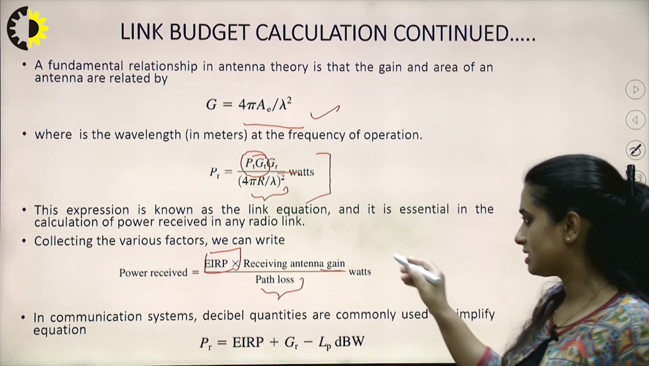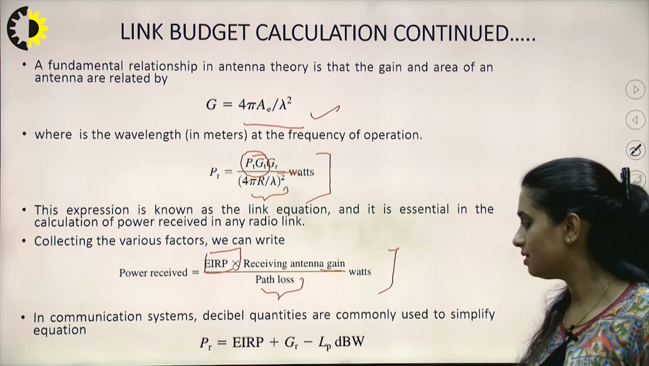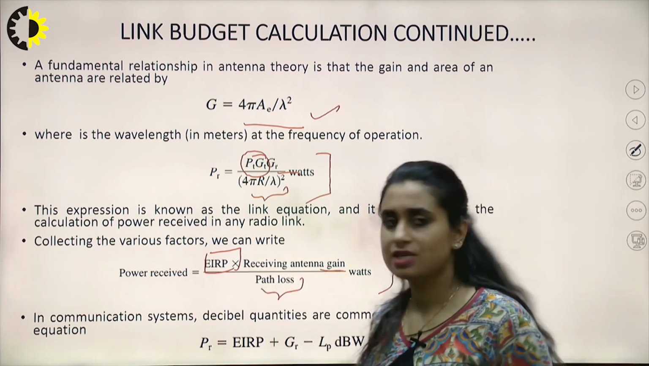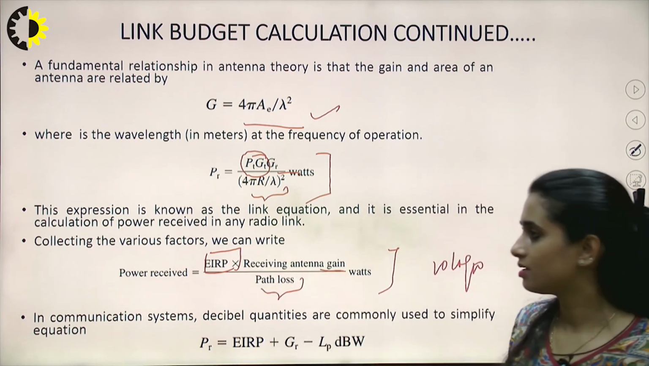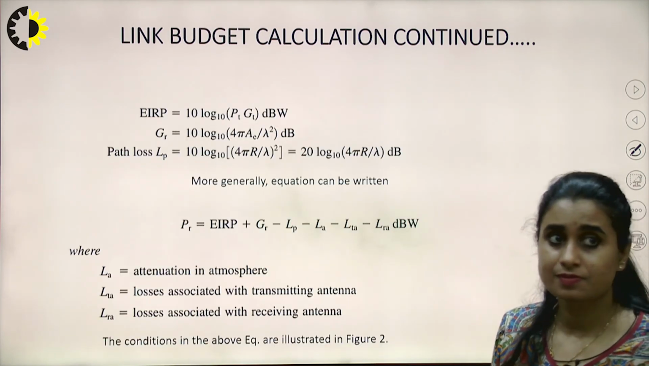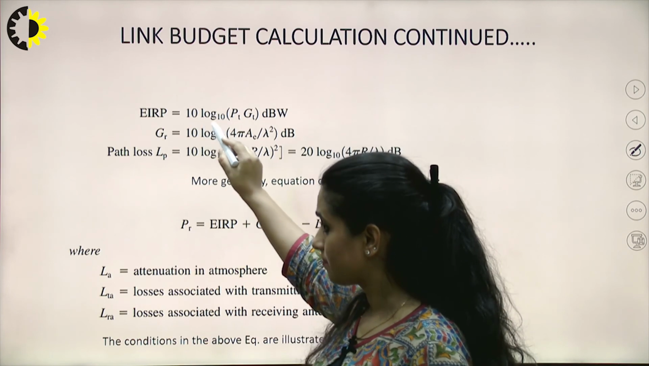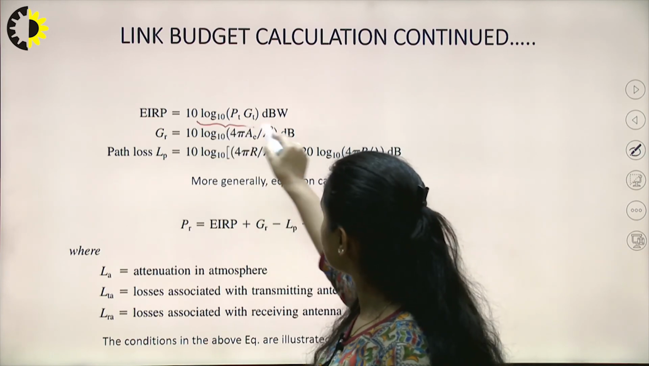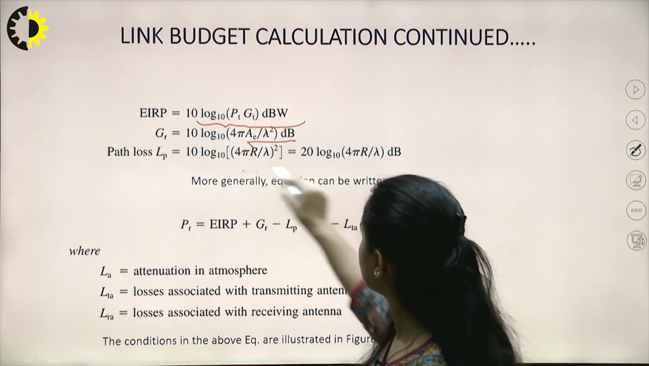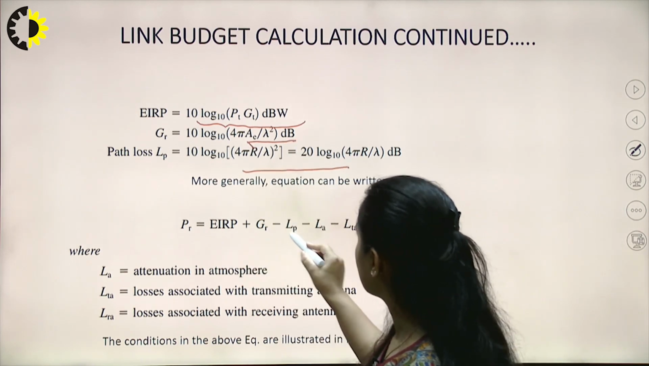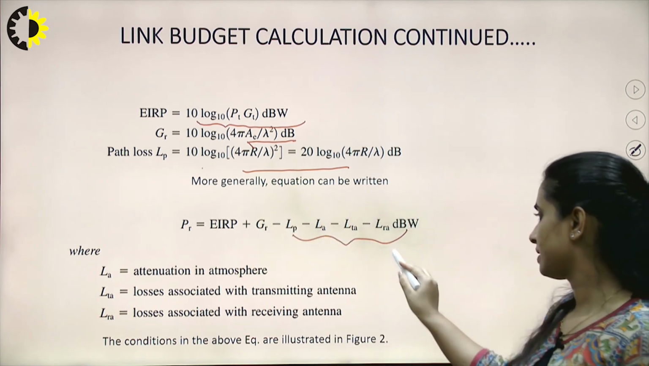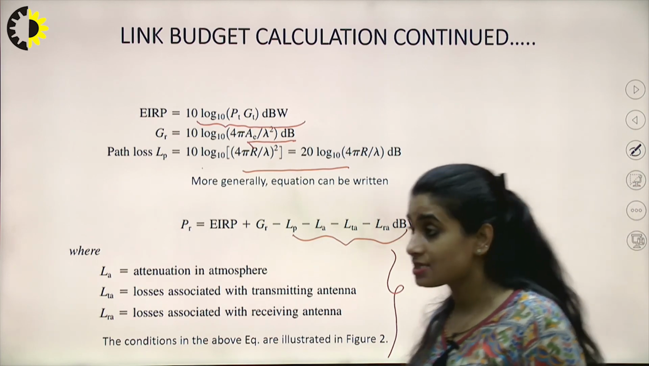So this is in watt, and when I write it in decibel, that would be 10 log to the base 10 of this, and these multiplication terms will come as plus and the division term will come as subtraction. So EIRP is basically 10 log to the base 10 PTGT, and gain can be written like this, and this is the path loss, and these are various kinds of losses. If I go into detail, what are these kinds of losses?